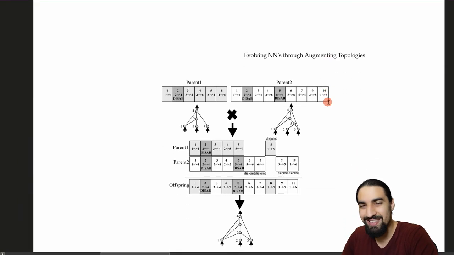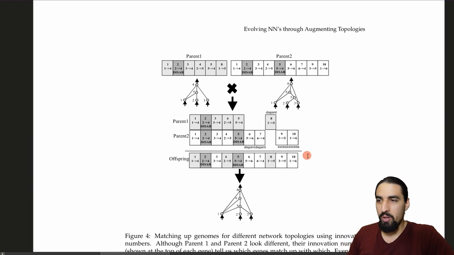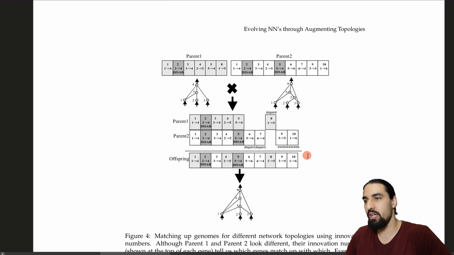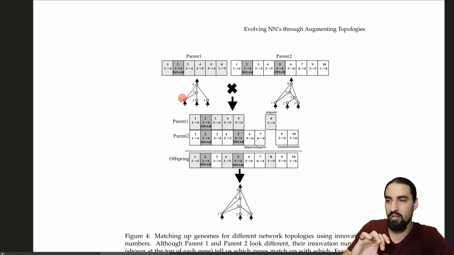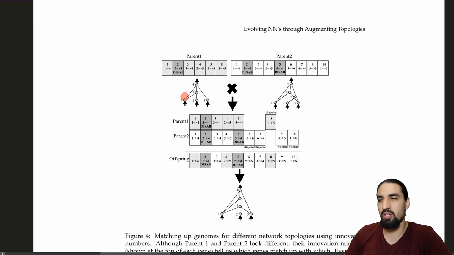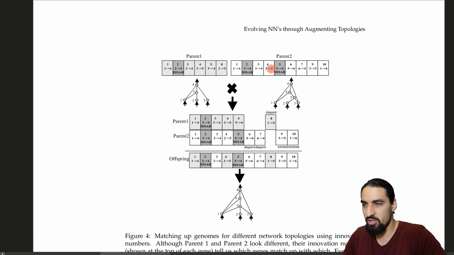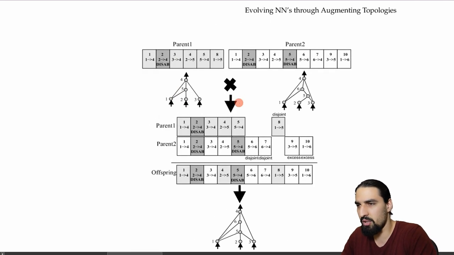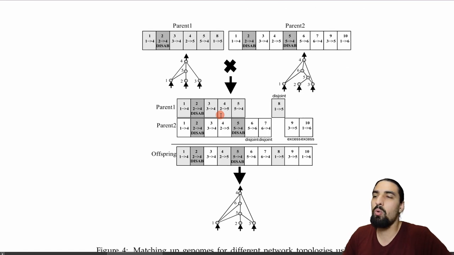Okay, so let's see all of that pictorially here. Let's assume we have two different topologies from the same population, the same subpopulation, same species if you want, although they sometimes do interspecies and intraspecies. They do both intra and interspecies crossing. But here you can see two genomes, and they align these two genomes according to these innovation numbers. So you can see 1, 1, 2, 2, 3, 3, 4, 4, 5, 5, all of these are aligned. And then you have the disjoint ones, because 6 and 7 from this one do not exist in this genotype. And then we have 8 being disjoint. And finally, we have these excess genes because they are out of the range of parent one.